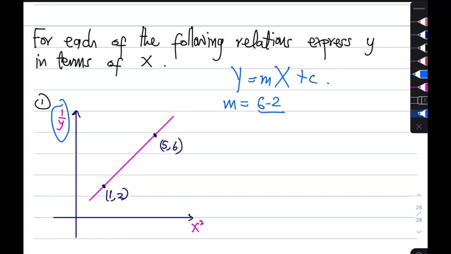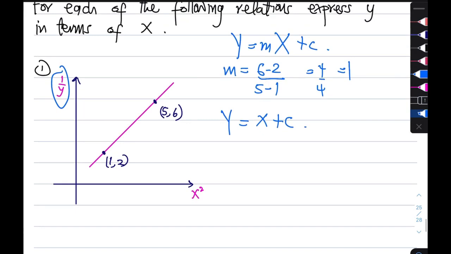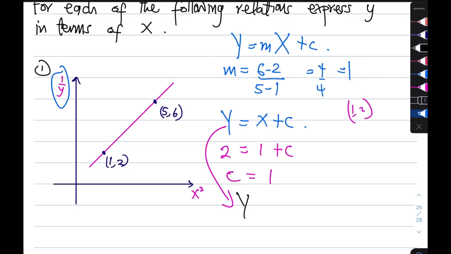So the gradient is 6 minus 2 over 5 minus 1, giving us 4 over 4, giving us 1. So this now becomes y equals x plus c. So let's find the c. Maybe we will use the point 1, 2. So you have 2 equals 1 plus c, giving us c is equal to 1. All right, good. So now that we have found c, this function becomes y is equal to x plus 1.